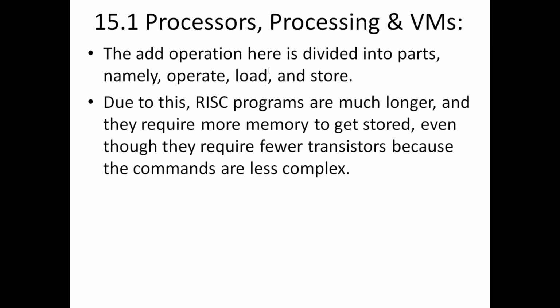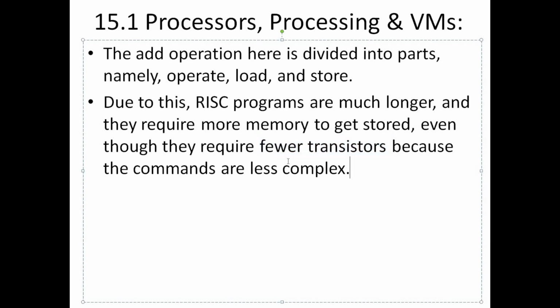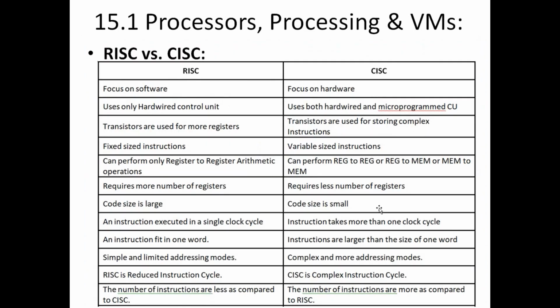So because of this, RISC programs are much longer because you are breaking every instruction into parts, and they require more memory to get stored, even though they require fewer transistors because the commands are less complex. Fewer transistors means technically less processing power. If this term confuses you, you can simply say they require less processing power but more memory or more storage.